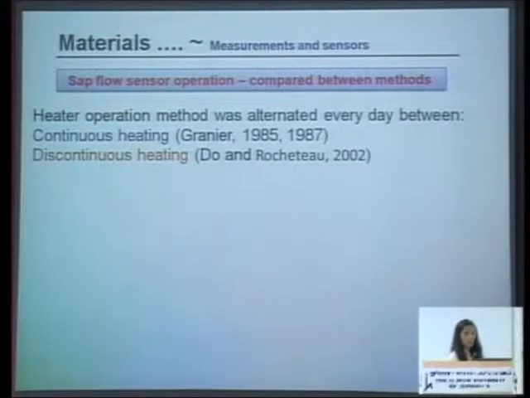Measurement and sap flow sensor operation: we compare between the methods. The heater operation method alternated every day between continuous heating, which was developed by Granier in 1985 and started to be used in 1987, and discontinuous heating, which was developed by Do and Rocheteau in 2002. In continuous heating, we supply the electricity continuously within 24 hours, and we measure the temperature. We record the data as 15-minute averages.